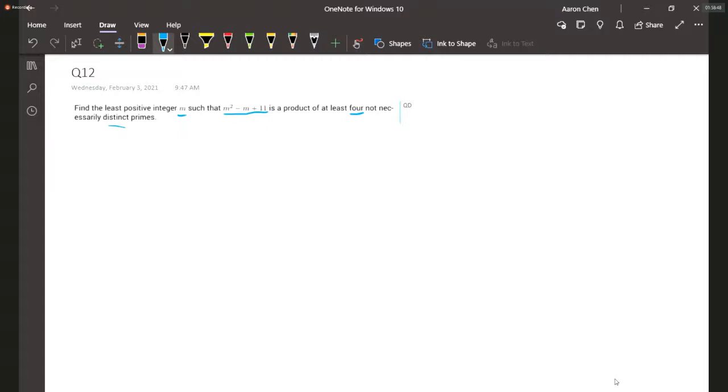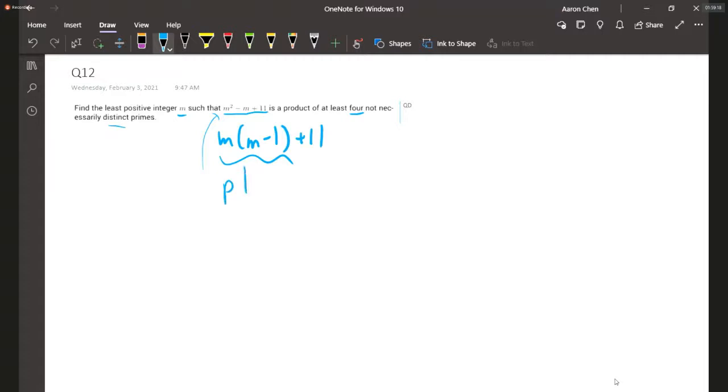And so, first of all, we can factor m squared minus m plus 11 into m times m minus 1 plus 11. And so, this term is always even, so m squared minus m plus 11 is always odd. And so that means that you can safely multiply this by 4.